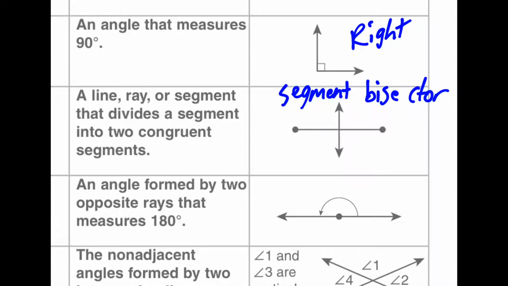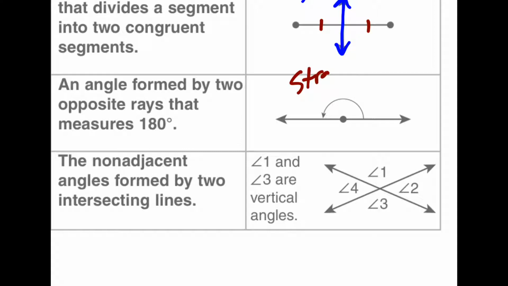A line, ray, or segment that divides a segment into two congruent segments is called a segment bisector. This line divides our segment into two equal parts. A straight angle is an angle formed by two opposite rays that measures 180 degrees. Our opposite rays are there and there.